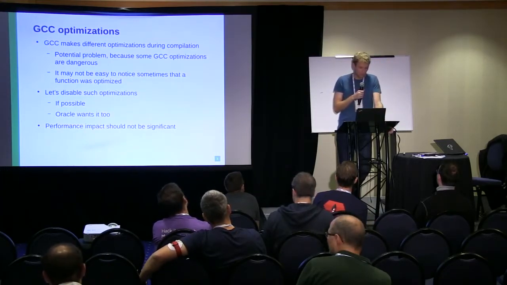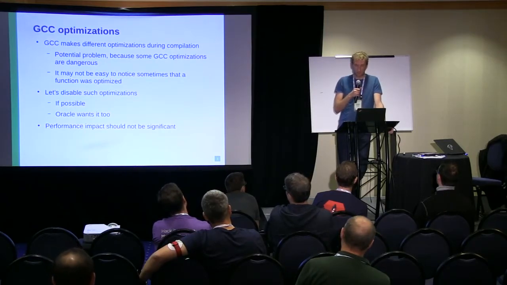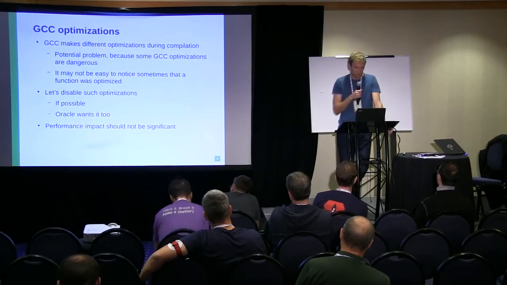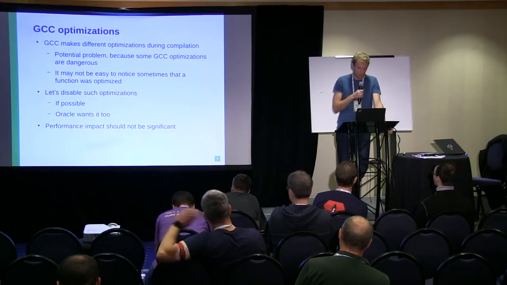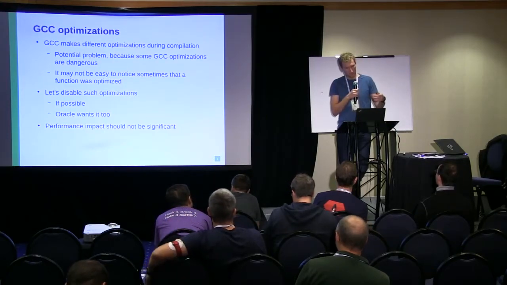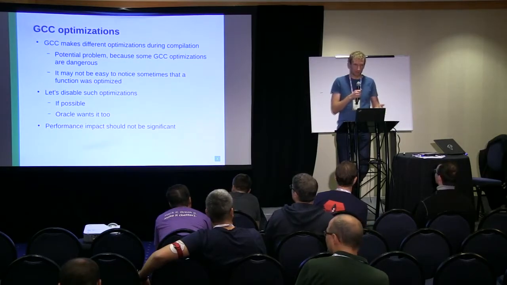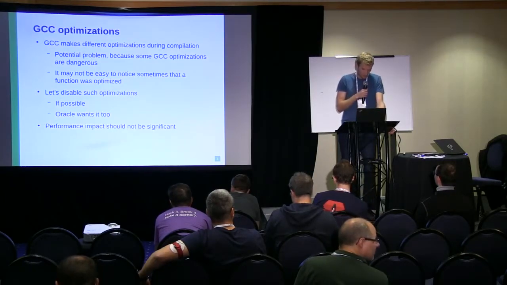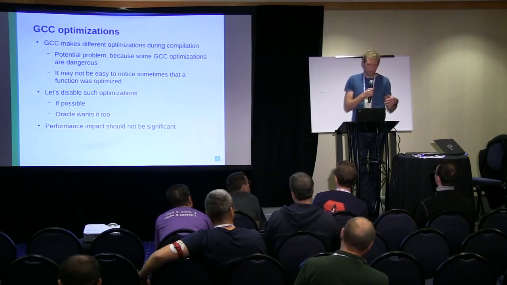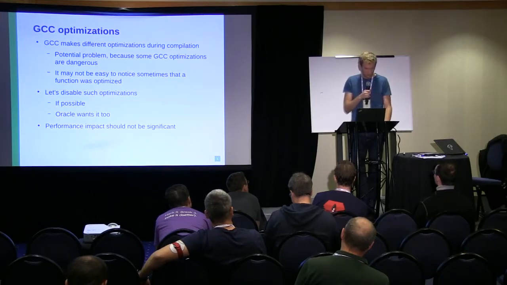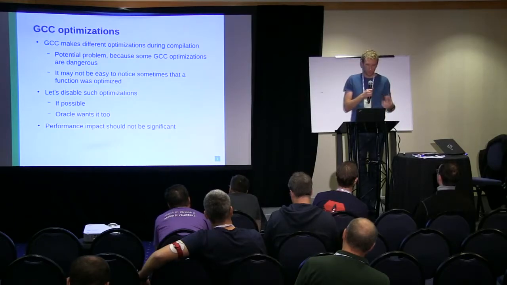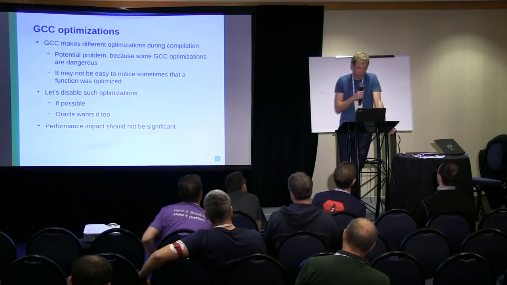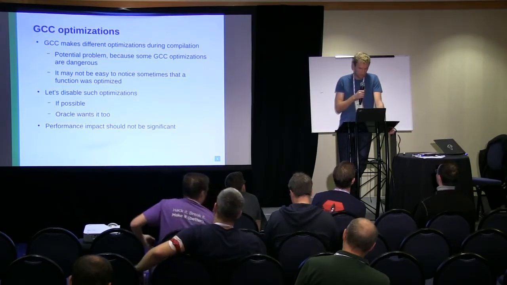But sometimes GCC doesn't let you know that it had done something about a function, so it's quite hard to notice it. Of course, you could analyze the object file and then you could see that something happened, but that's not very comfortable. So I think we came to a conclusion that it would be great to disable such optimizations. Well, it's not always possible, as we found out recently, because not all of these optimizations can be disabled. So that's one thing.